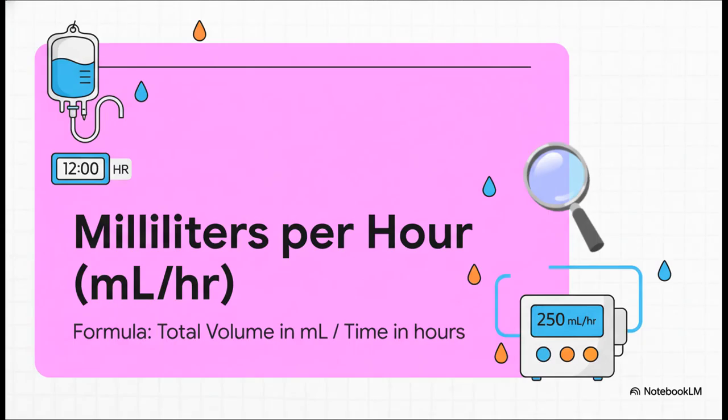Next up, we have milliliters per hour, or mL/hr. This one's for all those electronic infusion pumps. And honestly, it's about as easy as it gets. You just take the total volume in mL, and you divide it by the total time in hours. Boom, you're done. Nice and simple.